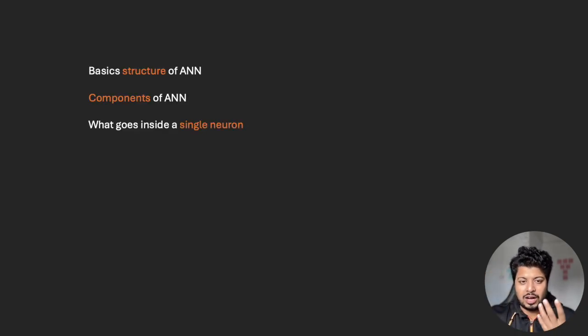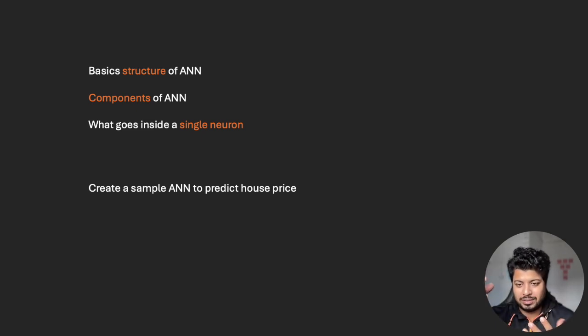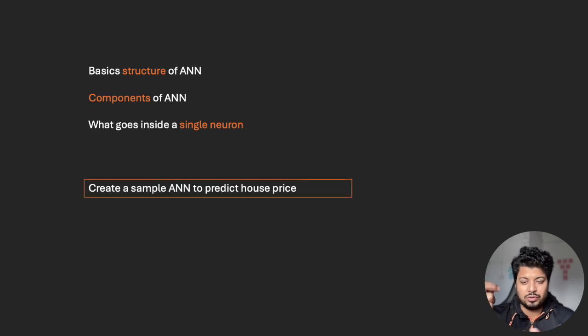Amazing. Congratulations on making it this far in this video. Now let me summarize what we looked at. We looked at how we can create a basic ANN architecture and what goes inside an ANN. We also understood what goes inside a single neuron. And then we applied all of these concepts to create a simple ANN to predict a house price. You can apply these concepts to create your own ANN architecture and your own new machine learning models on the data which you have.